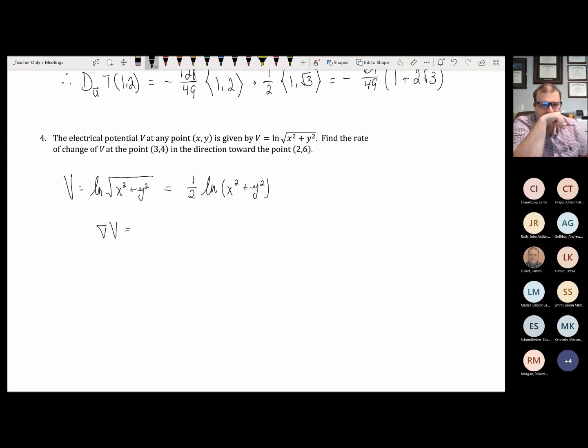Now I want the gradient. Well, it'd be this 1/2 times now the derivative with respect to x of the log of x squared plus y squared. And remember, derivative of log of u is u prime over u, right? So it would be 2x over the x squared plus y squared. And that can simplify, which I'm going to write right now. That's just x over x squared plus y squared.